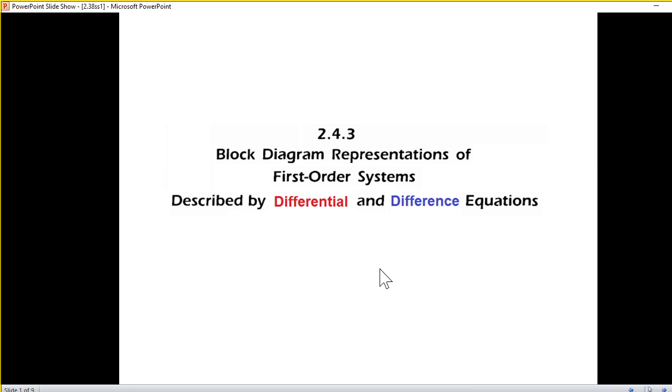Bismillahirrahmanirrahim. Today's video is from Signals and Systems, chapter number 2. And here we'll be discussing block diagram representation of first order system described by differential and difference equation. And this is on the request of a student.